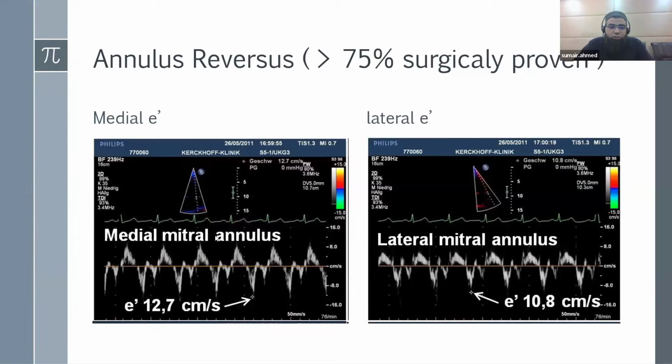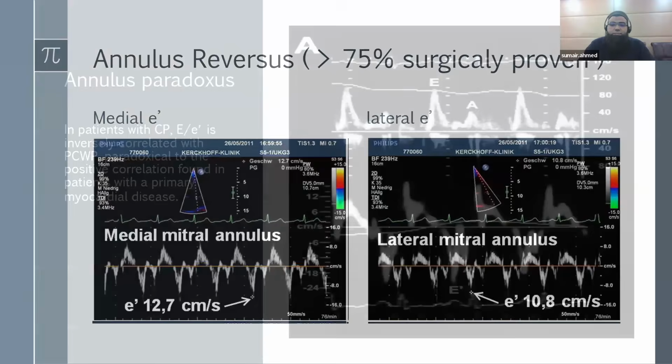So again here we have kept the tissue Doppler at the septum, and we see here the E prime is 12, and here the tissue Doppler is placed at the lateral wall, and the E prime is 10. So this is actually reversed, as opposed to what we see in a normal patient. So when the ratio is greater than 0.9, it means 1. So it is indicative and again a feature of constrictive pericarditis. And in more than 75% of the patients, we have got this feature in surgically proven constrictive pericarditis.